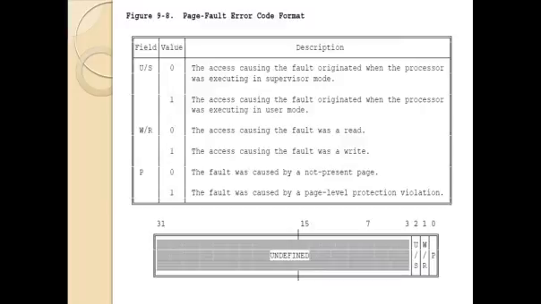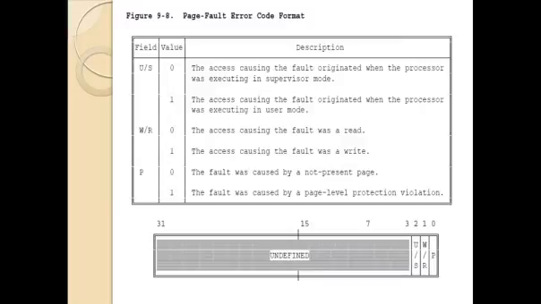What is the error code format for page fault? The diagram is shown there. It is a 32-bit value, the LSB is P, present or not. 0 means the page is not present, whereas 1 means the fault was caused by a page level protection violation. W/R is the second bit, at bit 1. If it is 0, the access causing the fault was a read, whereas if it is 1, the access causing the fault was a write operation.